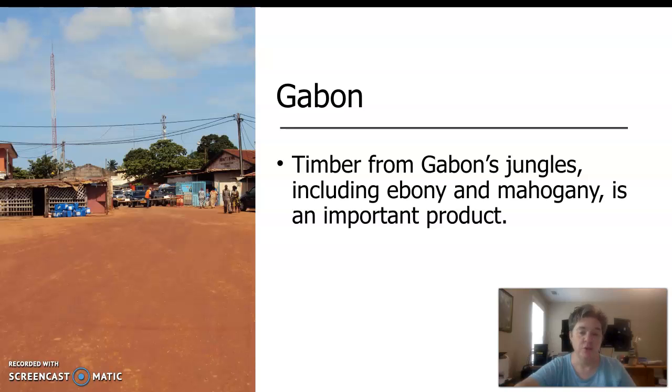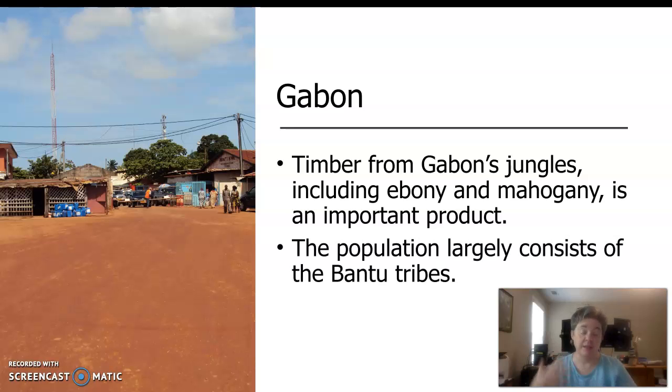One of the major things that Gabon exports is timber. They have a good supply of ebony and mahogany, which are expensive woods. If you have furniture in your home made from ebony or mahogany, it was probably pretty expensive, and your parents probably guard that furniture very carefully. These are important products in many parts of the world.